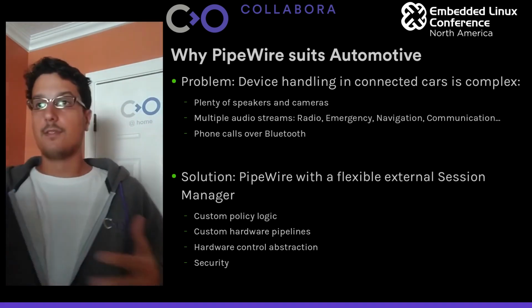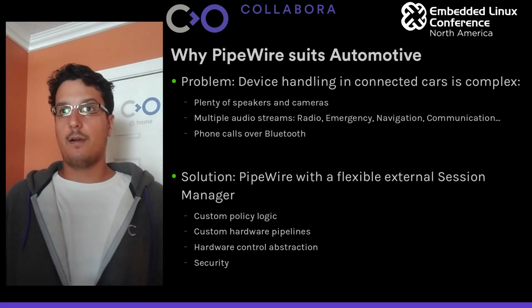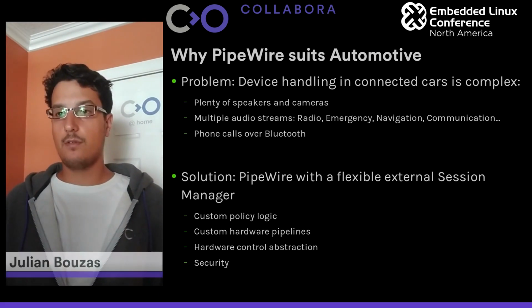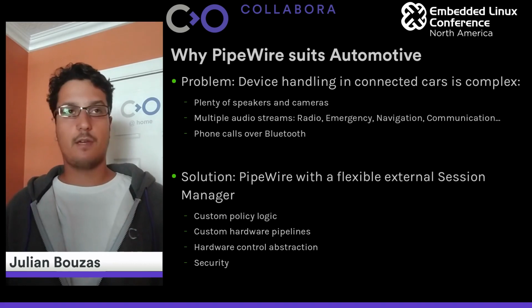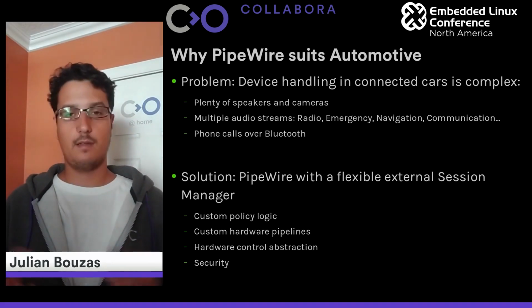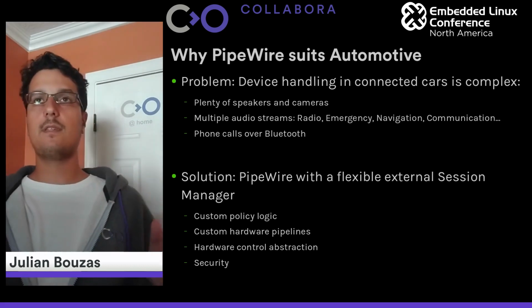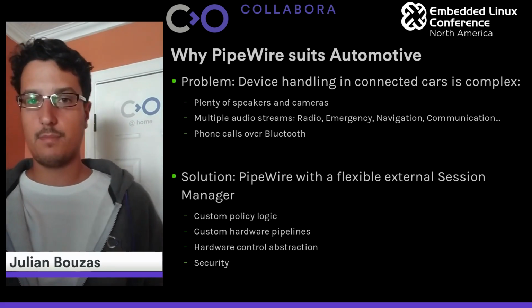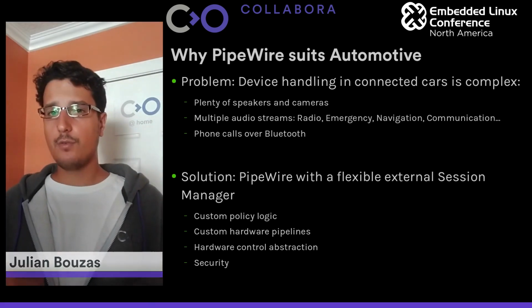And on top of that, there are also different cameras. For example, if you are parking and going backwards, you have to use the back camera. But if the car moves forward, you want to use the front camera. All this handling is also very complex. So, how do we handle all of that?